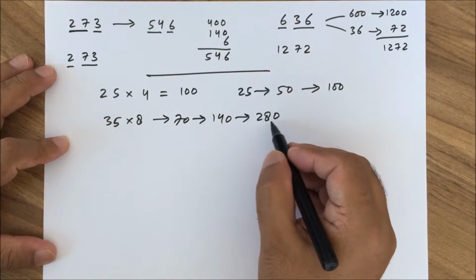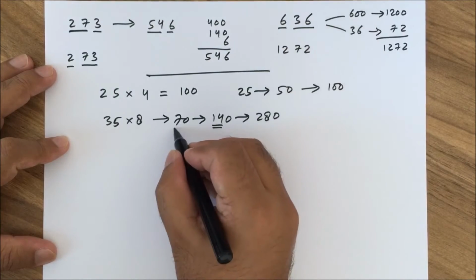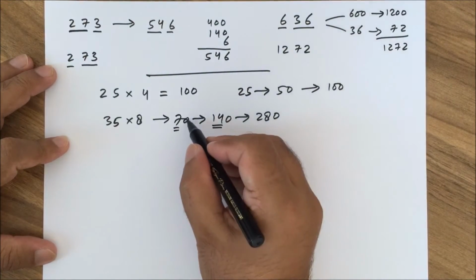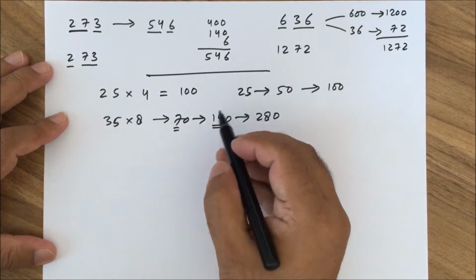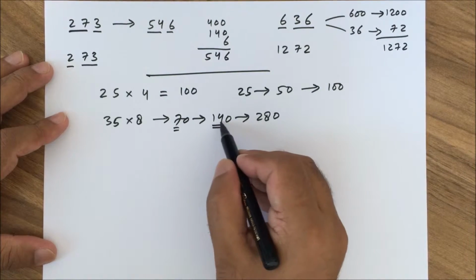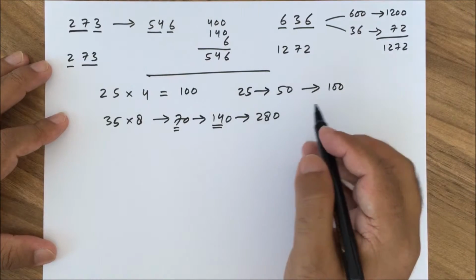So 280. Double of 14 I did here, not double of 140. You can see double of 7 I did here and then put 10. So we always have to make it easier. So double of 7 is 14 and I put 10. Double of 14 is 28. I have put 0. That's my final answer.